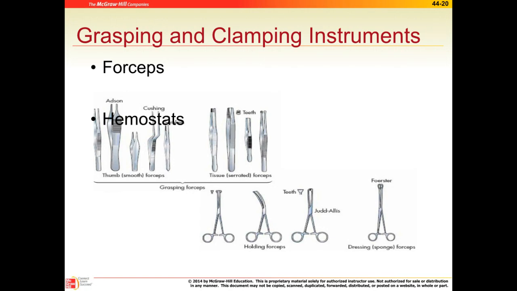And then on the bottom are the forceps that we think of most often for holding things. And they will clamp together. And we use different types for dressing changes to hold sponge forceps, or different Judd-Allis, which are for teeth. They're more oral related, and then we have our holding forceps that can be curved or straight. And when you clamp them together, they hold that in place.